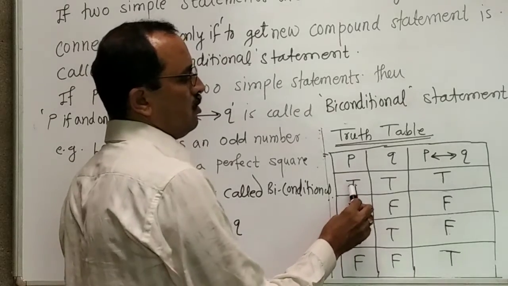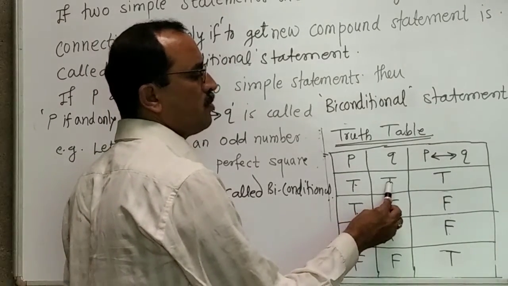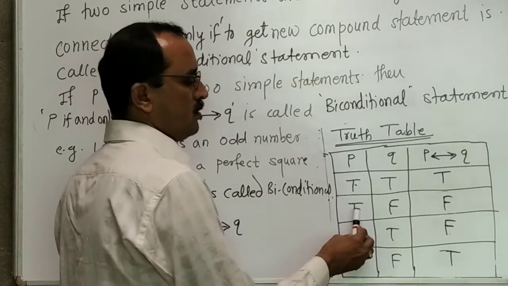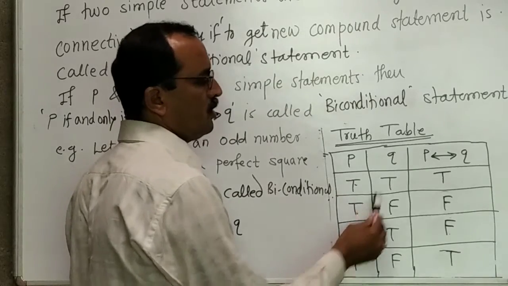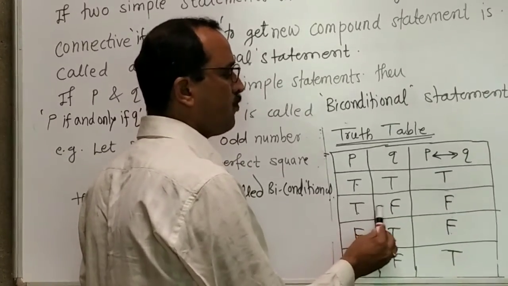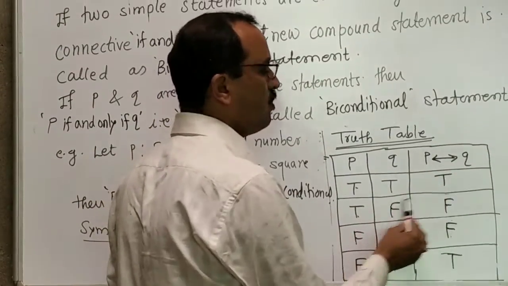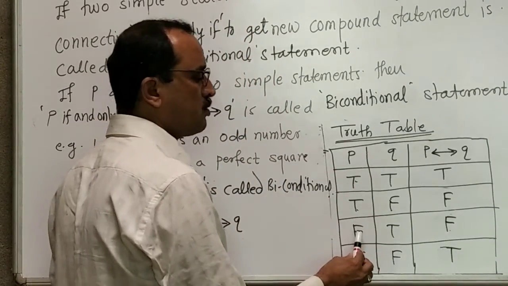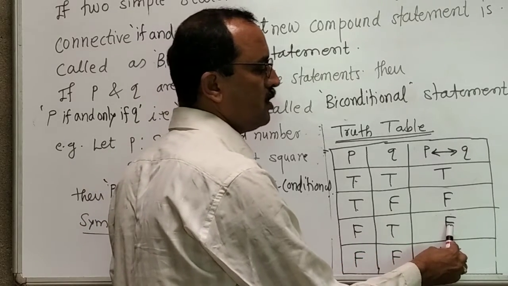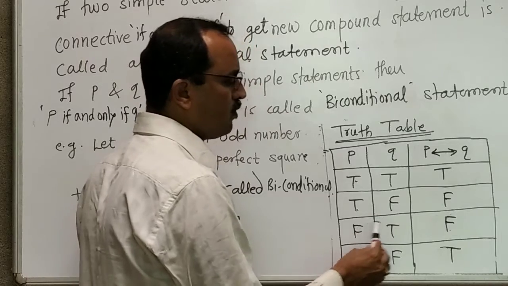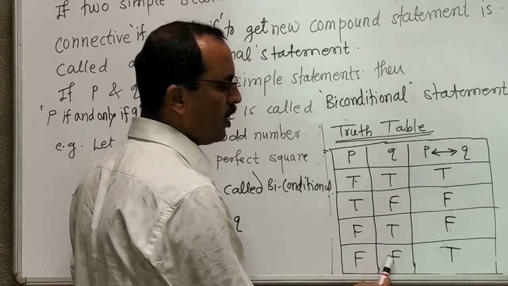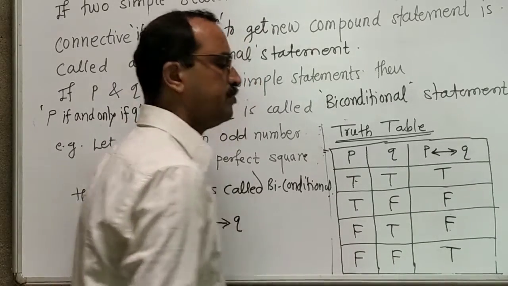Here, first statement is true, second statement is true, means TT, then the resultant statement is T. Second one, first statement is T, second statement is F, then T if and only if F, we get F. First statement is false, second statement is true, then F if and only if T is F. And last, both the statements are false, F if and only if F, we get T.